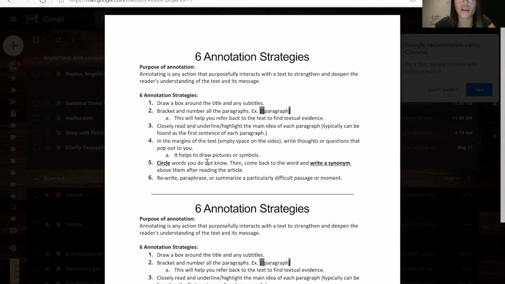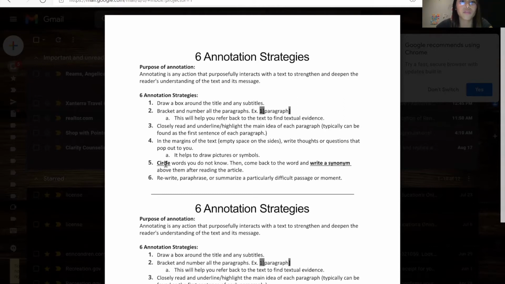It helps a lot to draw symbols or pictures as we go through, like doing a little heart if you love something, a star, check mark, question mark if you're not sure, or any of those. They work perfectly. And if they work for you, please use them, okay?